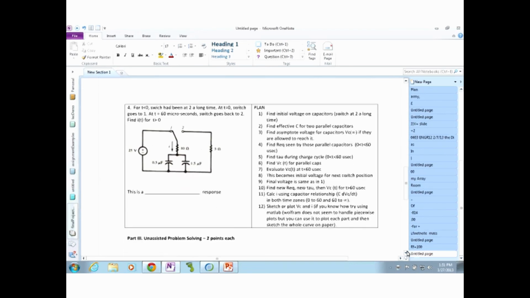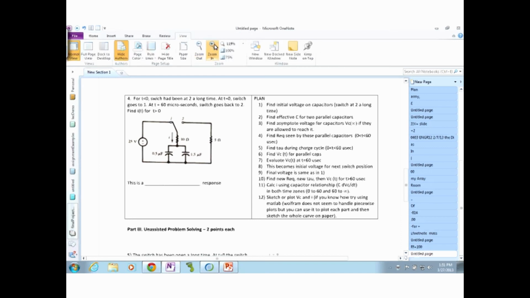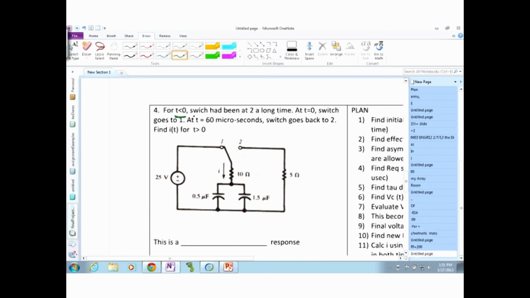And there's some explanation. But number 4 is an interesting one where the switch is actually moving twice. So here it's saying that for t less than 0, the switch has been at position 2 for a long time. So it starts off over here. And then at t equals 0, the switch goes to position 1.